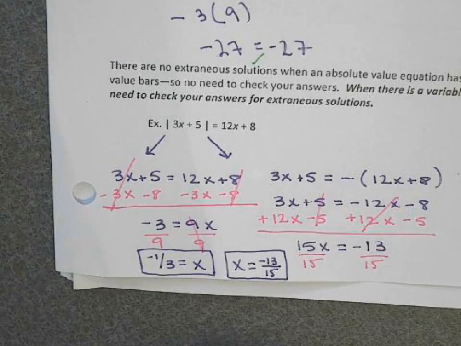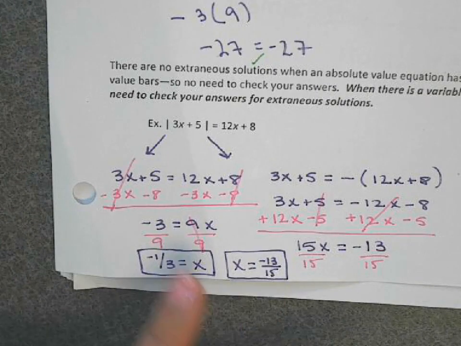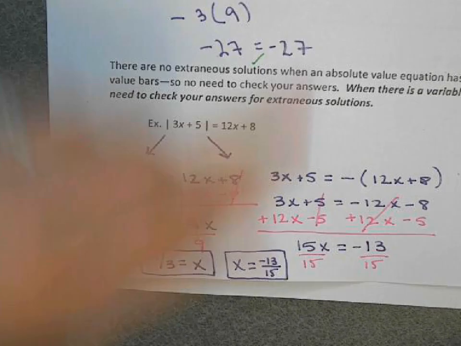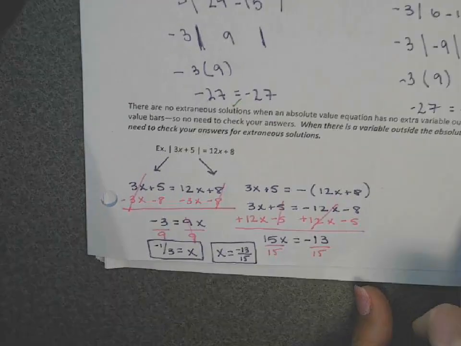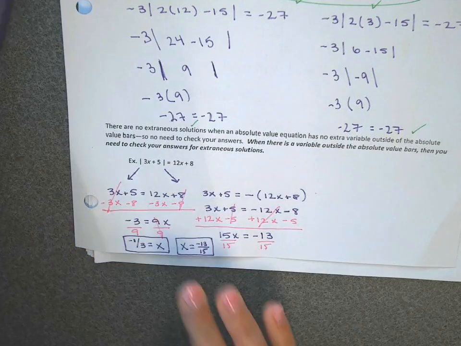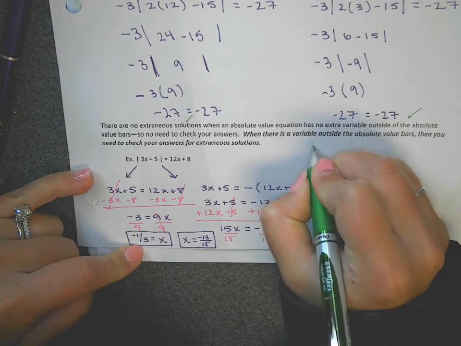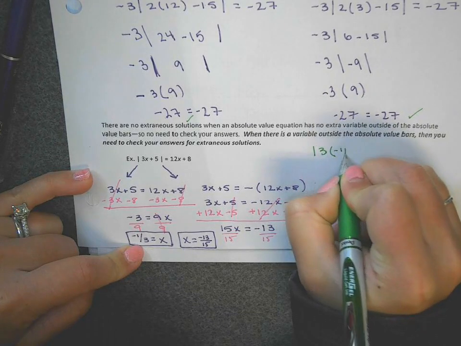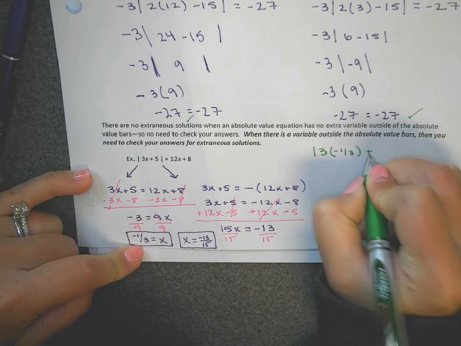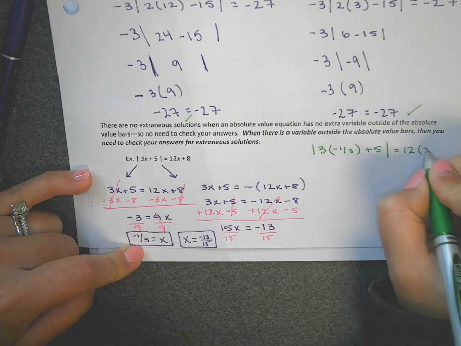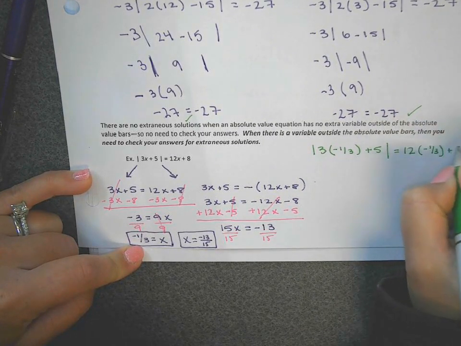Okay, we are going to have to plug these back in because there's a chance that one of them doesn't work. And if that's the case, then we have to cross it out and say that it's an extraneous solution, meaning it's not a solution. So let's plug in negative 1/3 first. So we have 3 times negative 1/3 plus 5 is equal to 12 times negative 1/3 plus 8.